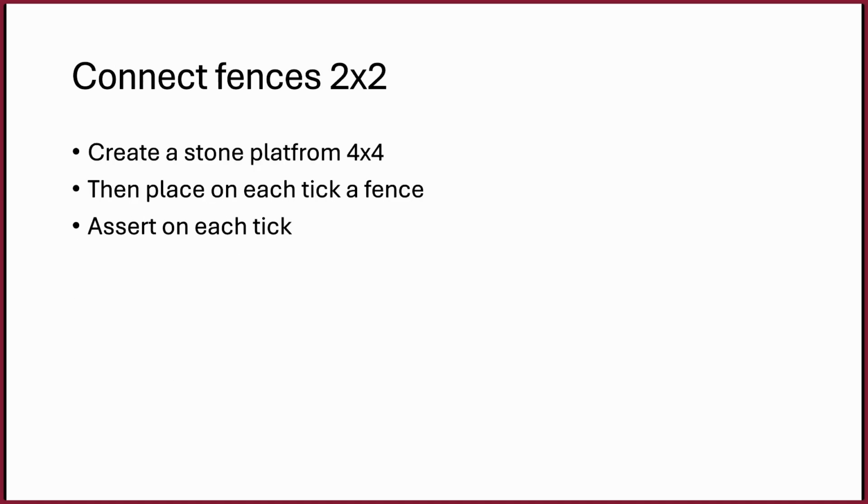So looking again at the test, what we want to do: we have a connected fence 2x2. We create a stone platform. It's a 4x4. Then placing a fence on the first tick, and asserting on each tick. That's the main thing we need to do. Currently we don't know what our assert does, so we concentrate now on the first thing: we create a stone platform, a 4x4, and then we place a fence on the first tick, and then we look into what we need to assert and how to assert.